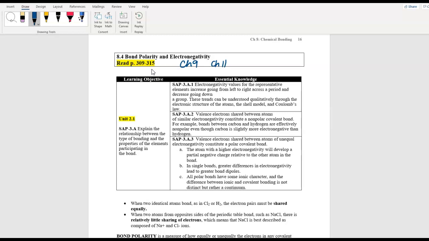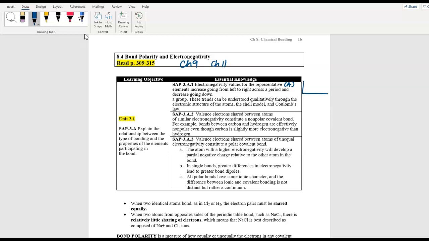So as you see right here, this is unit 2.1 and it has a lot of objectives for it. So let's look at what it is we're supposed to know by the time that we're done. Explain the relationship between the type of bonding and properties of the elements in that particular bond. Electronegativity values for the representative elements, and remember representative elements are the A groups. Remember there's 8 of them. It increases going from left to right and decreases going down.